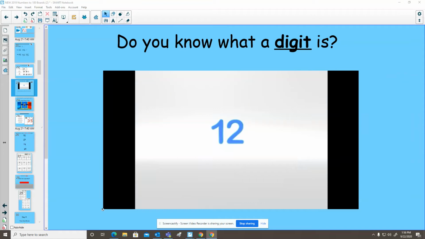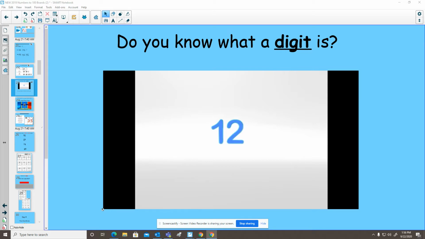Hi, grade twos. Today we're going to talk a little bit about place value just so you can be prepared to compare and order numbers in the next couple of days. We just need to know a lot about our numbers before we actually get to play around with them. So, the first thing I want you to do is go onto the Google slide and watch this video. It talks about what a digit is.